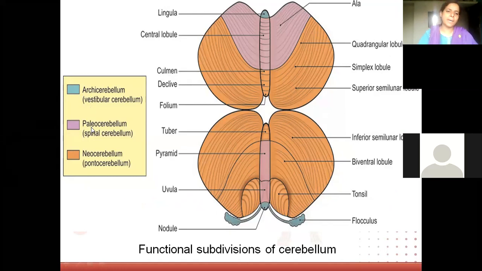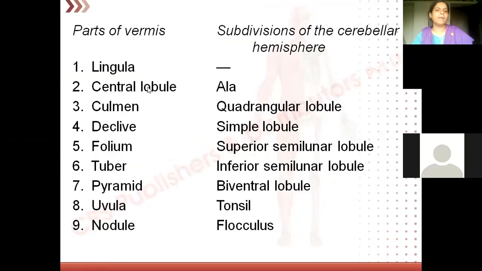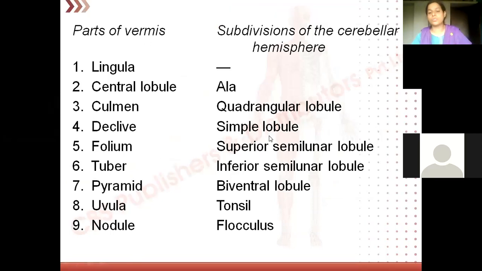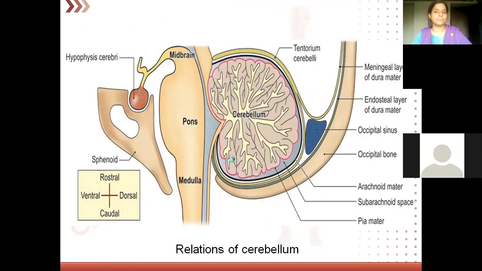Archicerebellum, paleocerebellum, neocerebellum, these subdivisions we have studied in physiology also, and either you read it from anatomy or physiology. If you have already read from there, you can write the same information. We will give you marks. There is nothing to worry about. So these are the parts of the vermis. Correspondingly, these are the subdivisions of the cerebellar hemisphere. Please practice this table and this diagram without fail. For your final exam, if cerebellum comes as an essay, you are supposed to know these parts thoroughly.